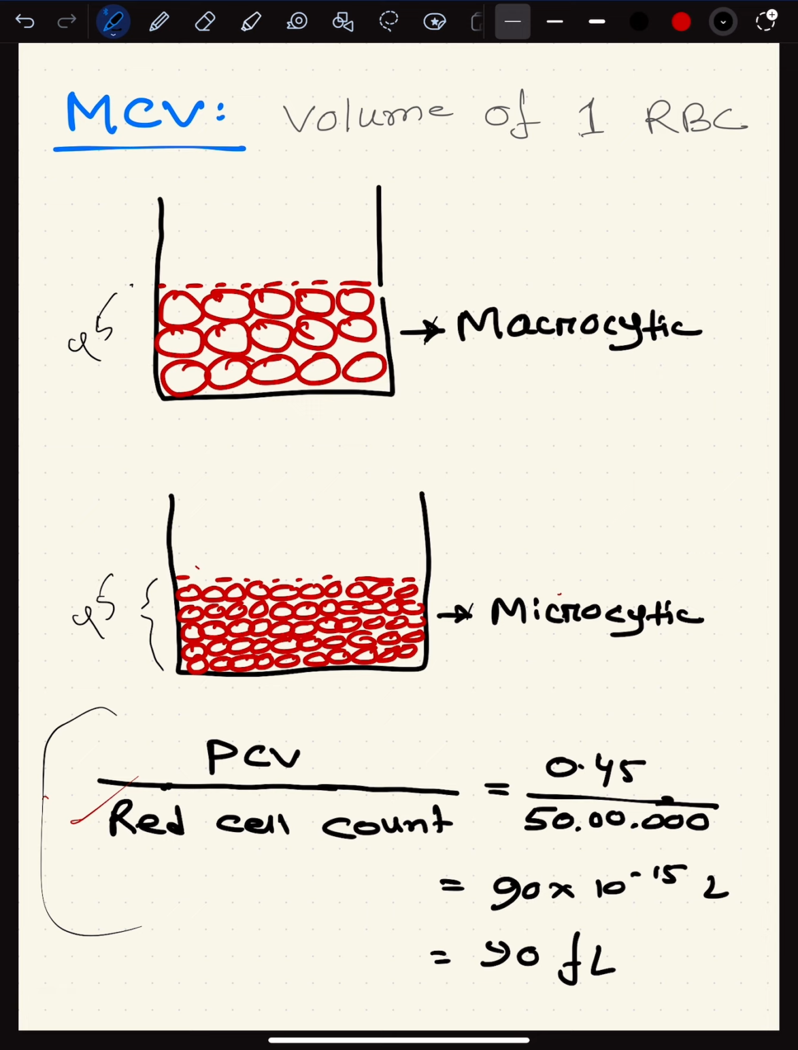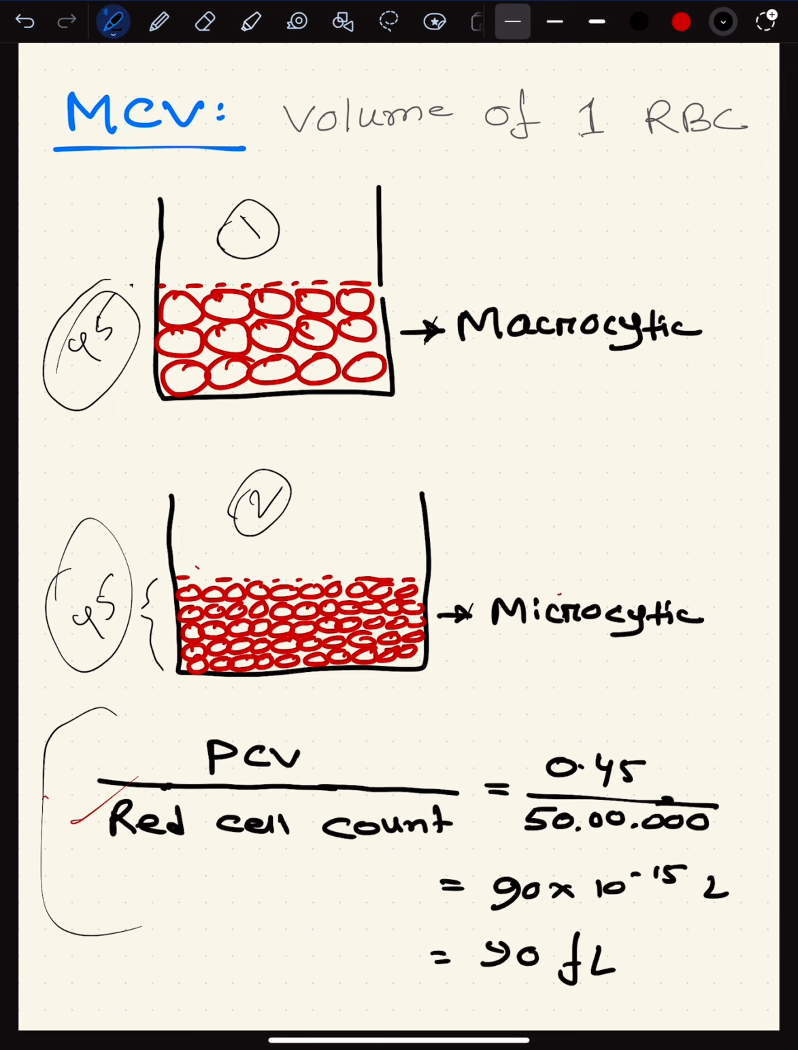Okay, let's just move to mean corpuscular volume. So what does it mean? Mean corpuscular volume means it is the volume of a single RBC. So from this picture, we have two pictures, like picture 1 and picture 2. In this picture, there's a common thing, the total volume. The total volume is same, that is 45. But look at the size of this RBC. Can you see some differences? Yes. The size of the RBC in first picture is bigger in size. The size of the RBC in the second picture is smaller in size.